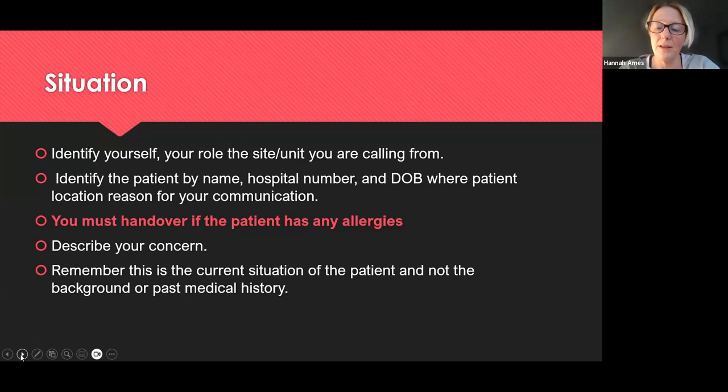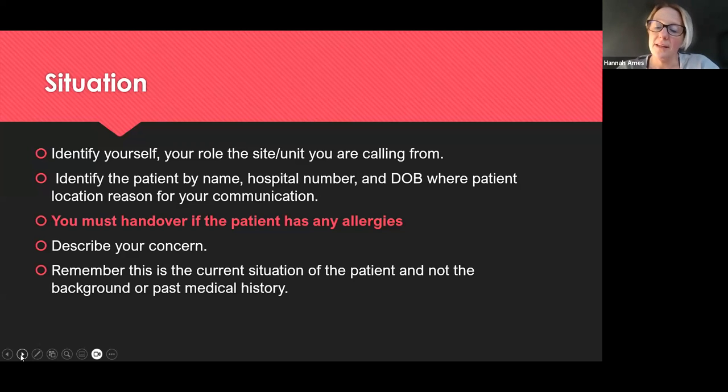Go through your paperwork that you've got from your other stations and identify what bits of information you're going to hand over. When we start with situation, you've got to identify yourself, your role, and the unit or area that you're calling from. So like, hello, my name is Hannah, I'm the registered nurse working in the emergency department, for example.